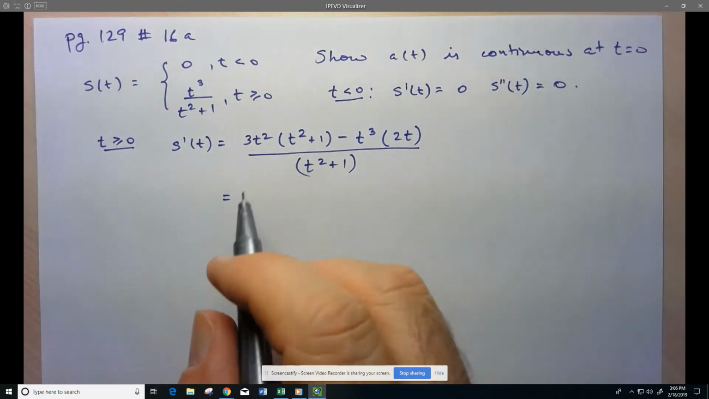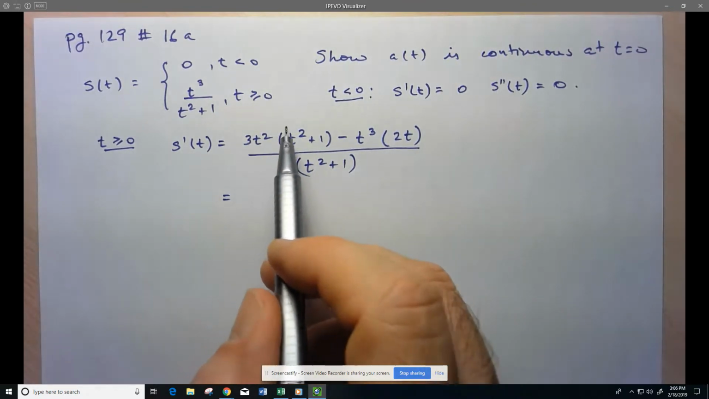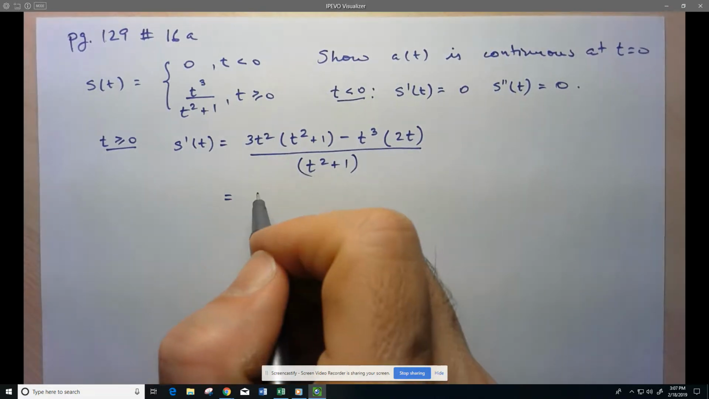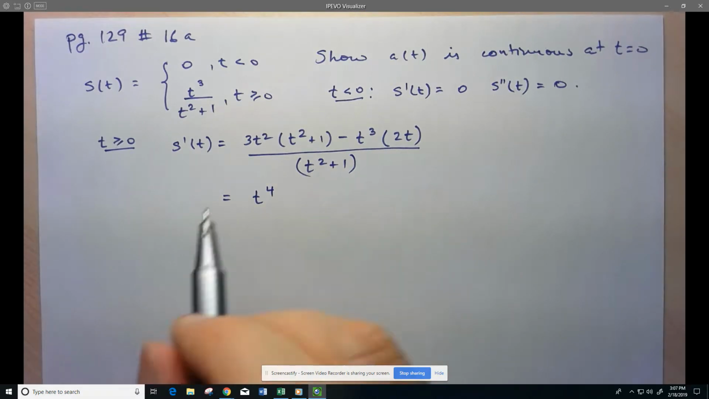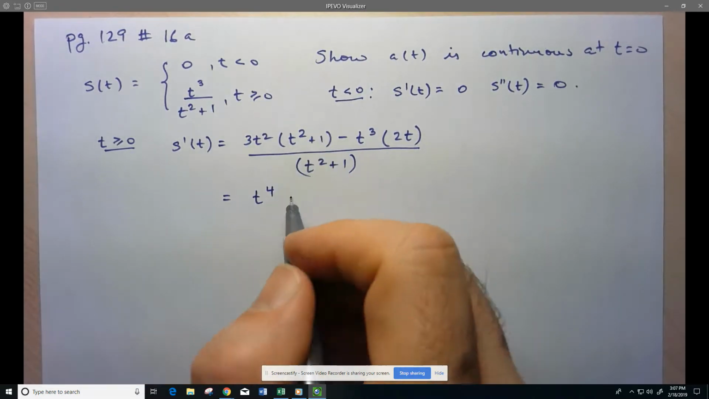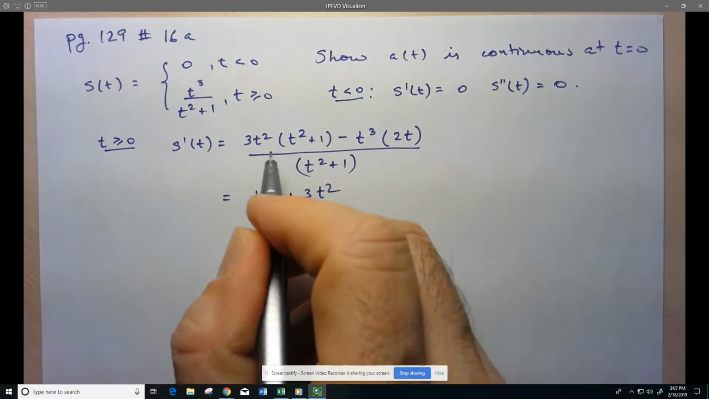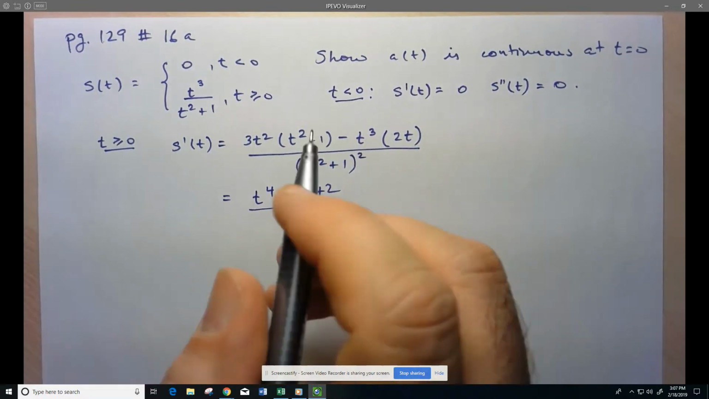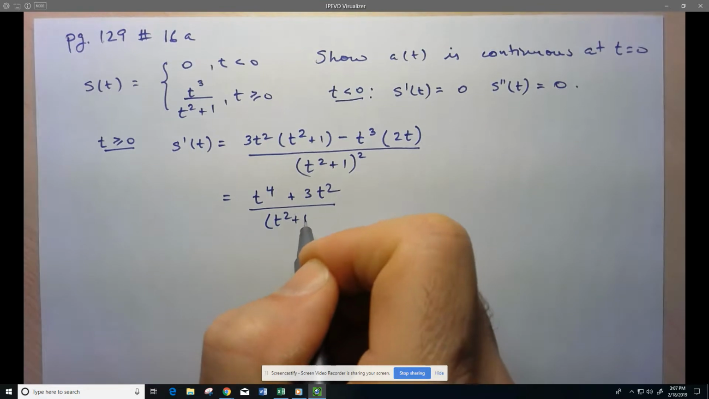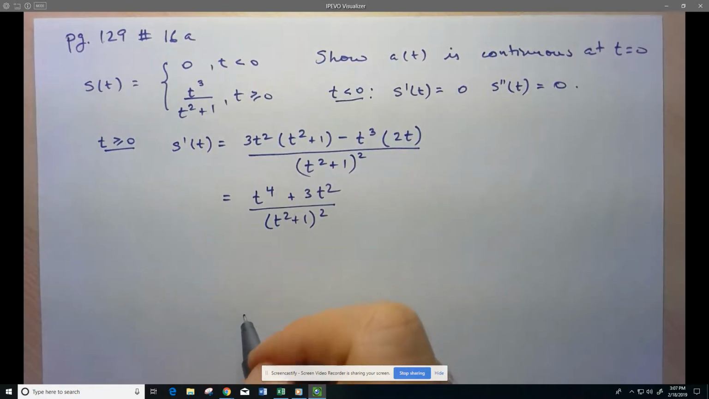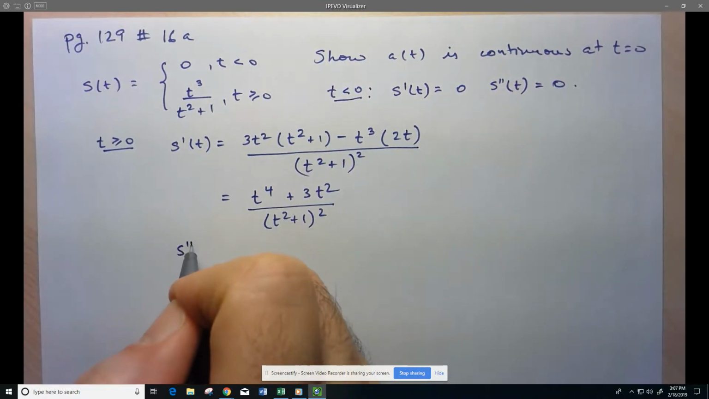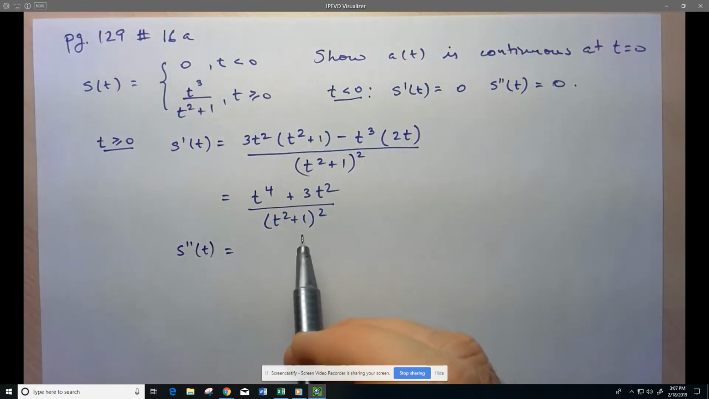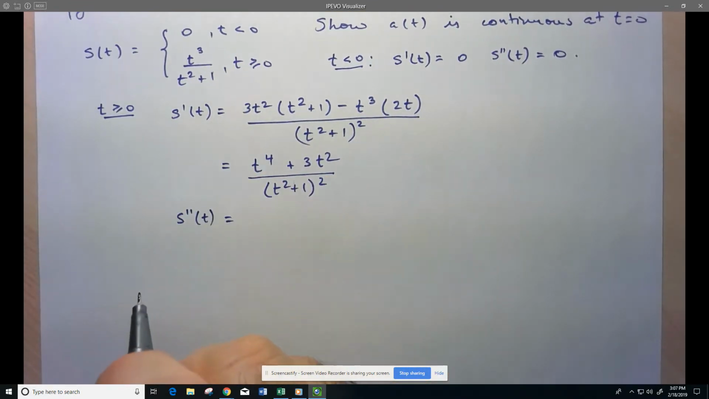Here I've got 3t to the fourth minus 2t to the fourth, so that's just t to the fourth. And then the only other term we have here is the plus 3t squared from this second multiplication. Oh, I forgot to square that, so t squared plus 1, squared. Now I'm going to find the acceleration function, which is just the second derivative. Again, I'm going to have to use the quotient rule, so let's do this carefully here.